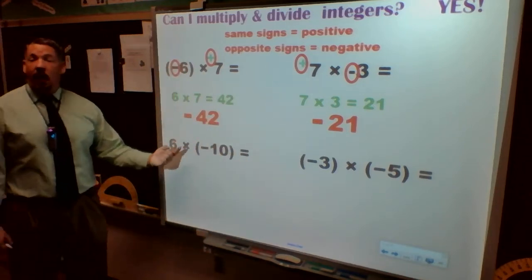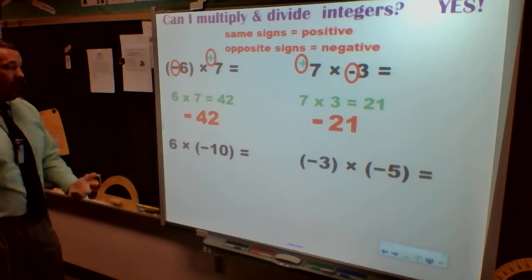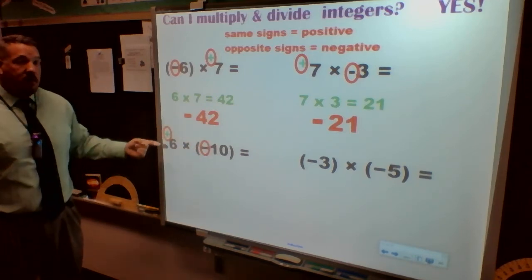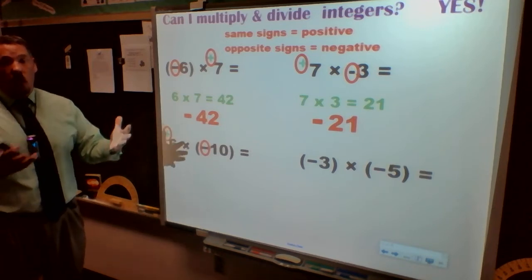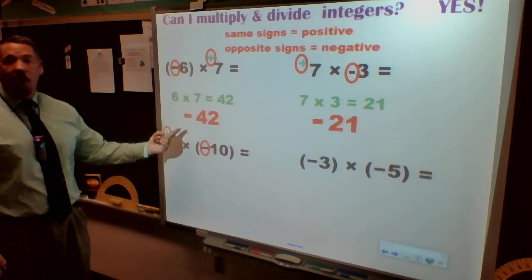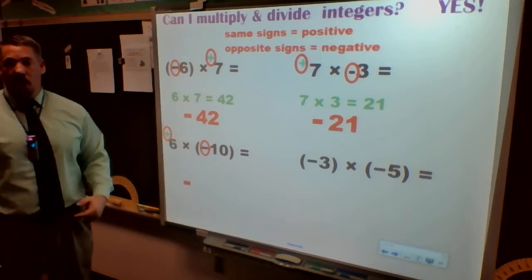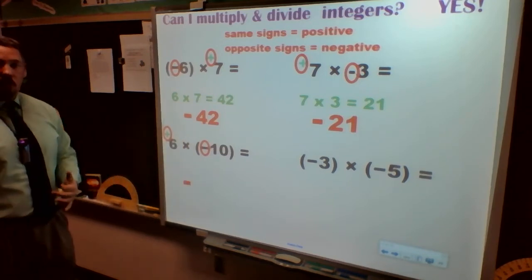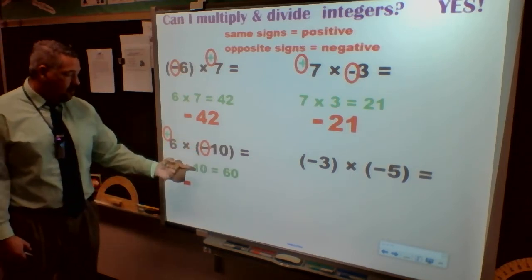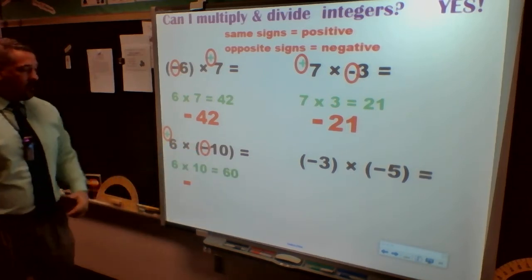6 times negative 10. Once again, I look at my signs. I have a positive and I have a negative. The 6 didn't have anything with it, so it's automatically that understood positive. They are opposites, so I know my answer has to be a negative. Same pattern all the time, right? Well, then I multiply 6 times 10. 6 times 10 is 60, so I know my answer is negative 60.